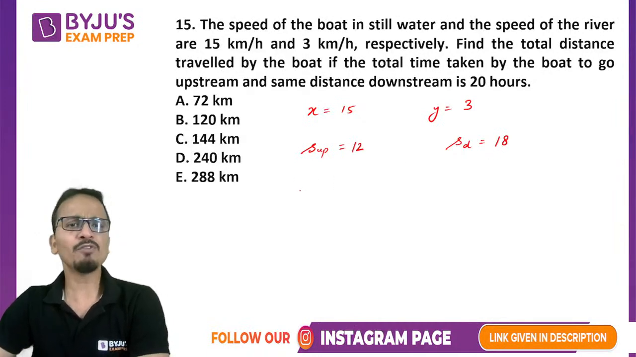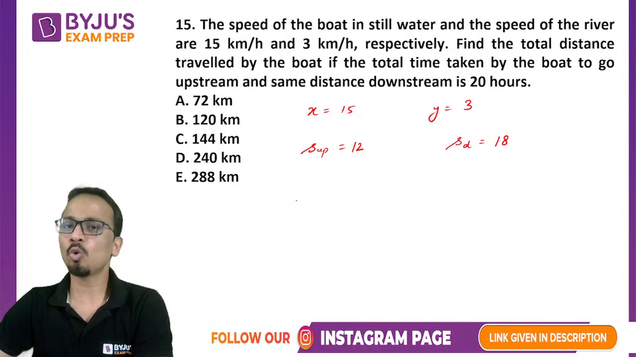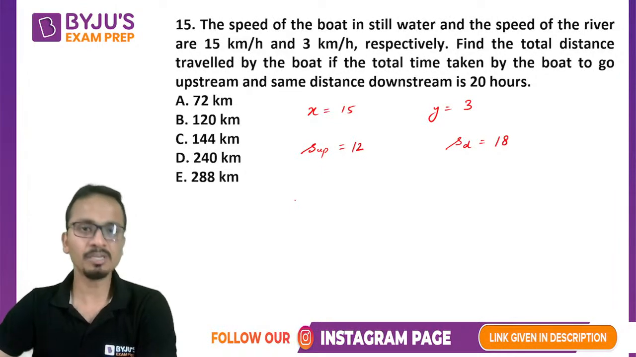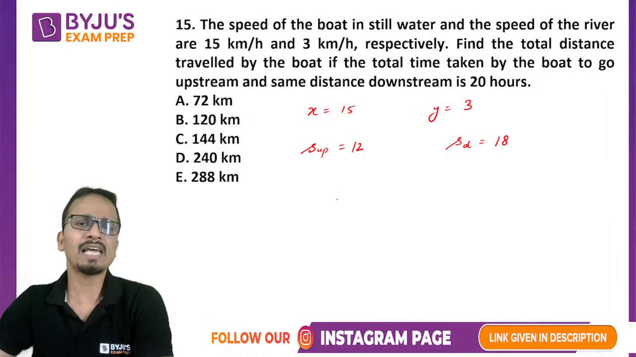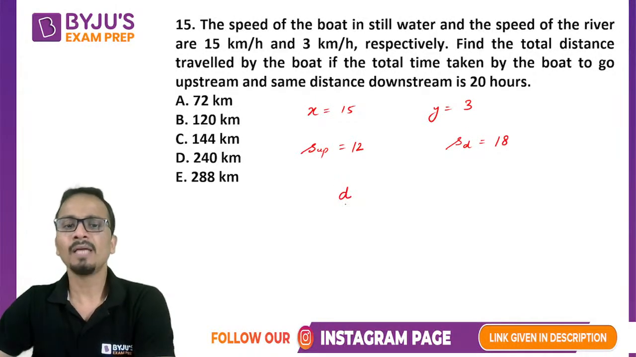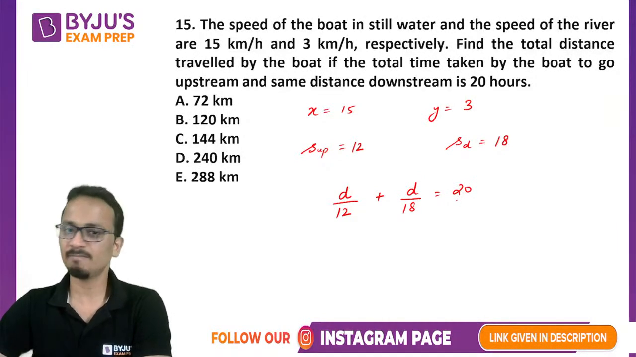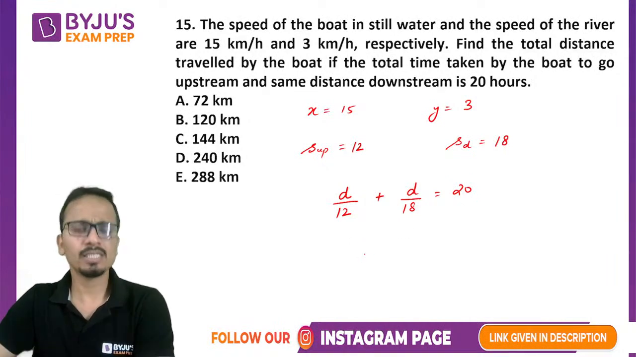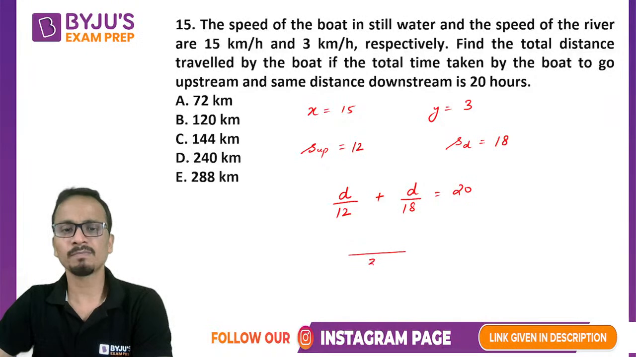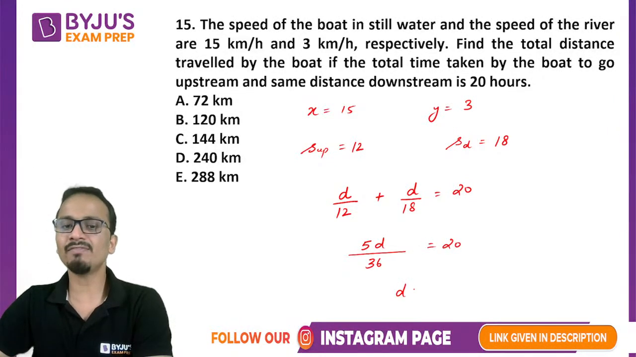All right. Now we have to find out the total distance traveled by the boat if the total time taken is 20 hours to travel the same distance upstream and downstream. So let's say the distance traveled upstream is d. So time taken will be d upon 12 plus, downstream again, d upon 18, and this total time is given as 20. All right. Now if I solve this, 36 will be the LCM, 3 plus 2, 5. 5d is equal to 20, and the value of d will come out to be 144.